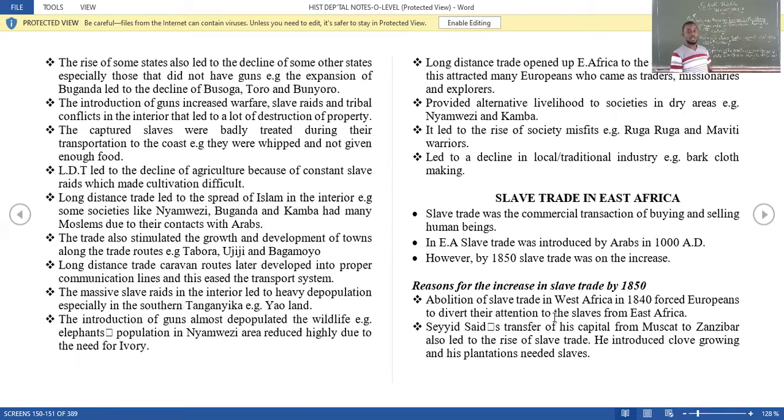Also forced the other Europeans who had put all their best in West Africa to shift their guns back to East Africa, and they get slaves from there.